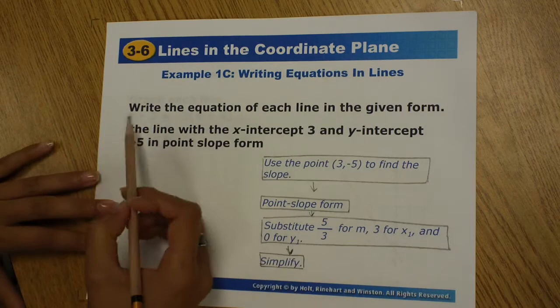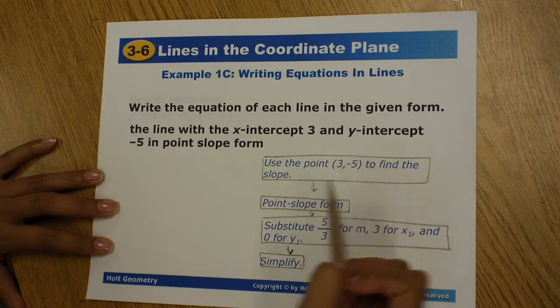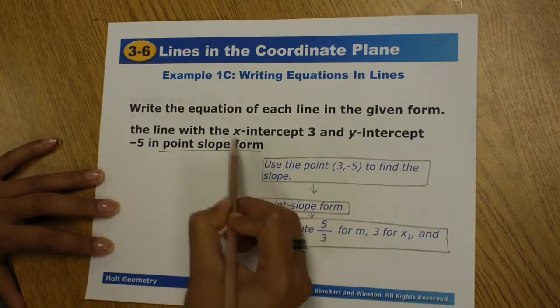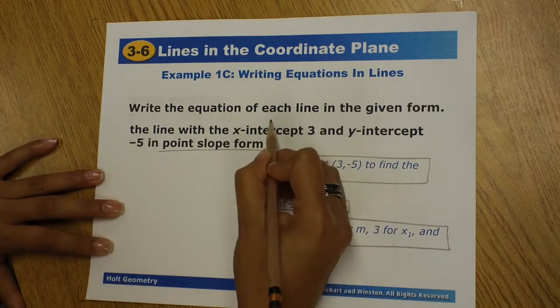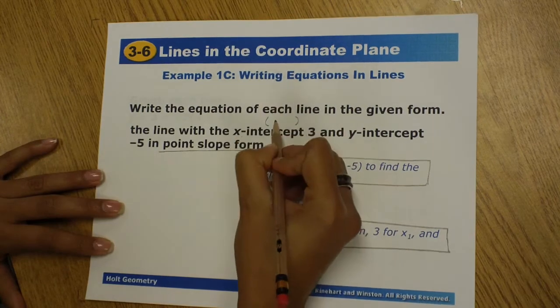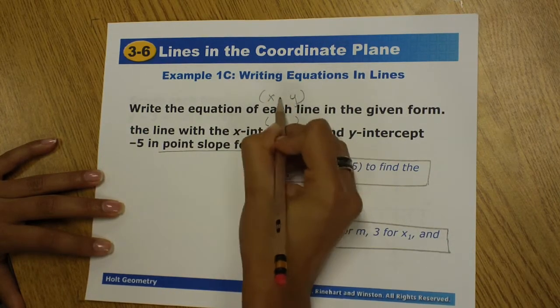Here's another example. Your directions here are to write the equation again in the given form, but now they want, oh no, they still want point-slope form. Alright, so there we go. They give us the x-intercept. The x value is the first one. Let me write that over here. And then the y value is the second one.